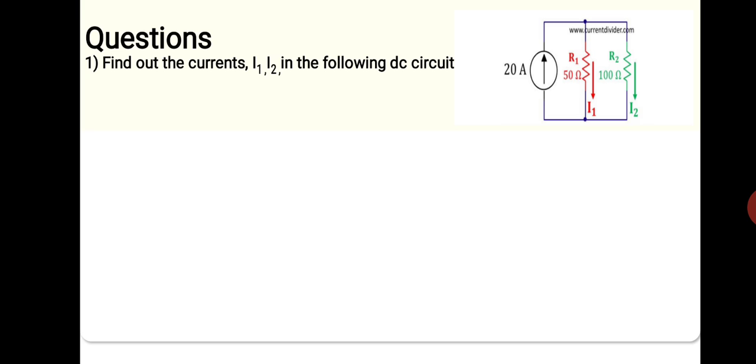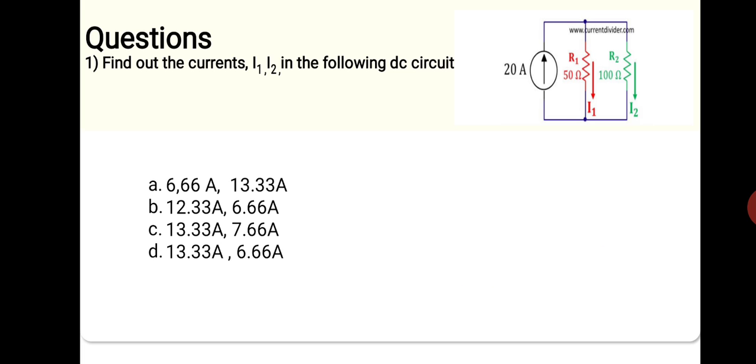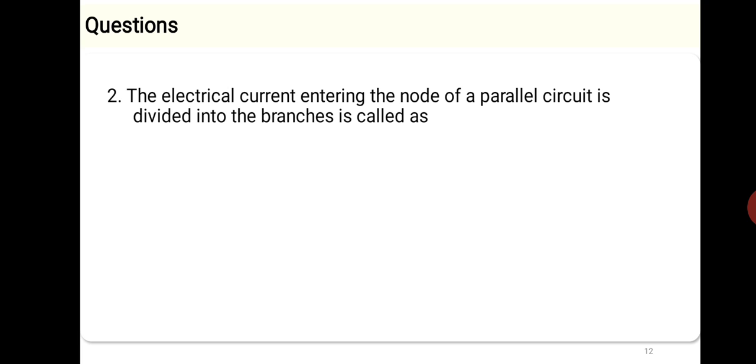Multiple choice question. Find the currents I1 and I2 in the following circuit. Option A: 6.66 amperes, 13.33 amperes. Option B: 12.33 amperes, 6.66 amperes. Option C: 13.33 amperes, 7.66 amperes. Option D: 13.33 amperes, 6.66 amperes. The answer is option D: 13.33 amperes, 6.66 amperes.